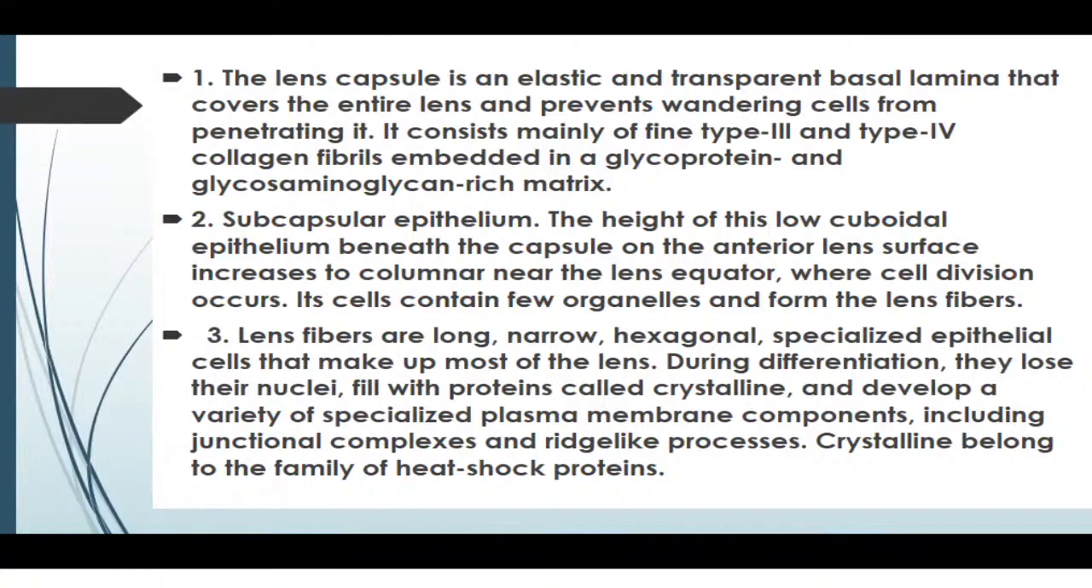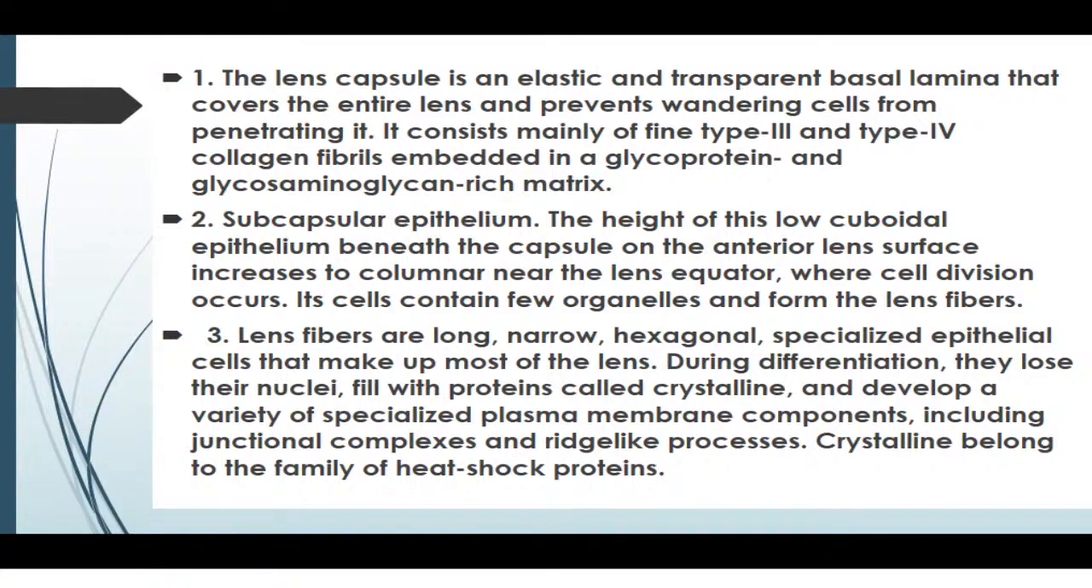The lens capsule is an elastic and transparent basal lamina that covers the entire lens and prevents wandering cells from penetrating it. It consists mainly of type 3 and type 4 collagen fibrils embedded in a glycoprotein and glycosaminoglycan-rich matrix.